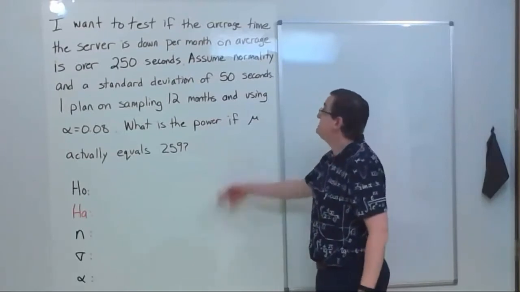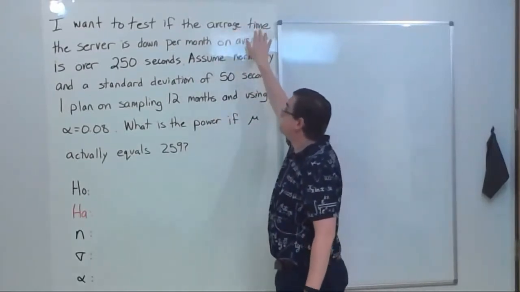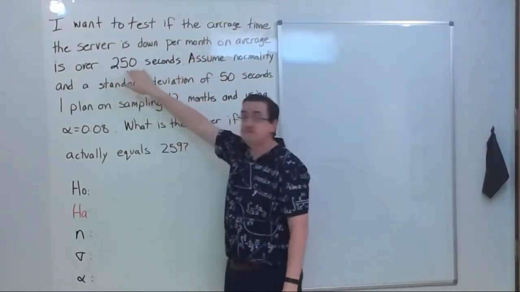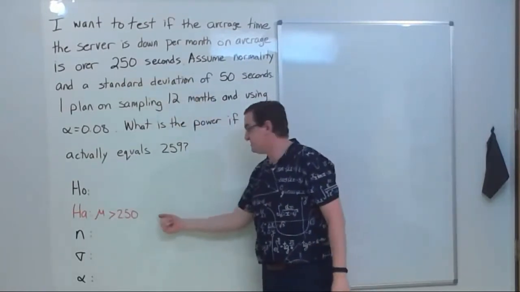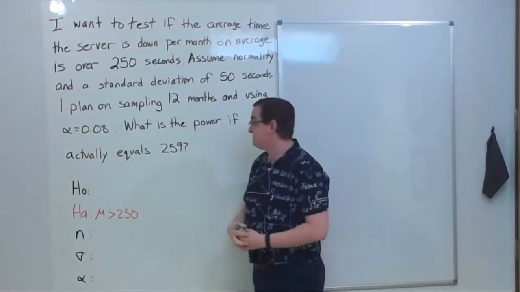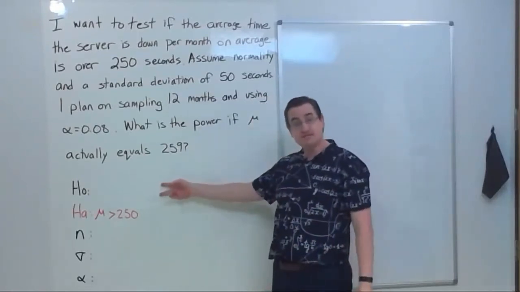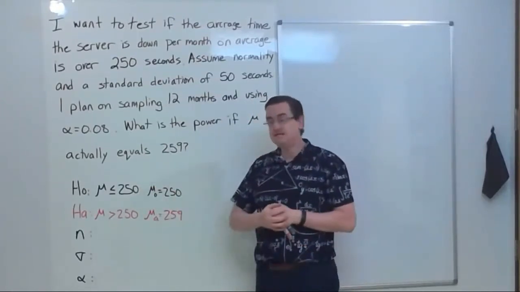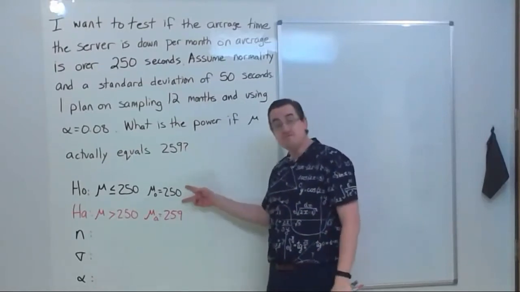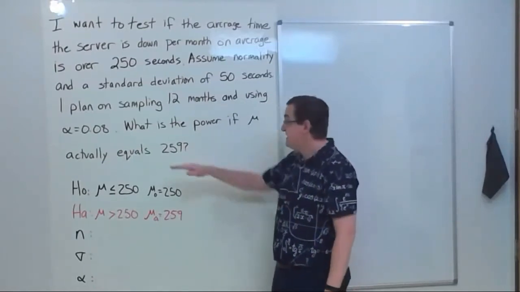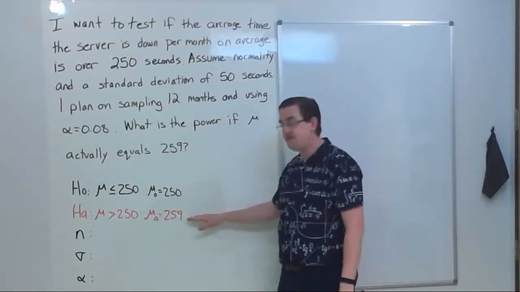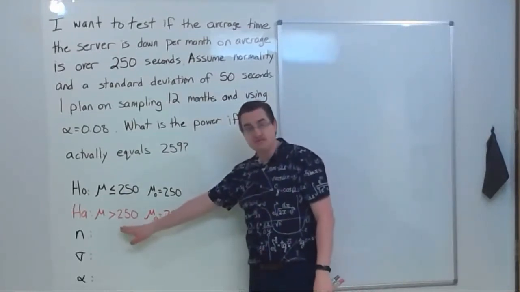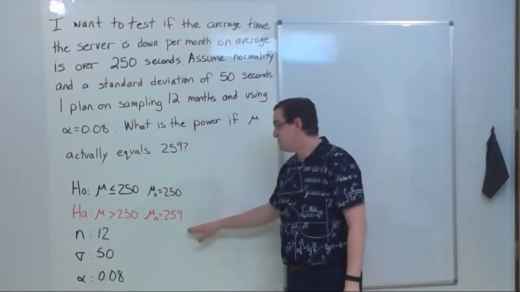What are we testing? We're testing if the average time is over 250 seconds. Our last example was a less than, so this time we're going to do a greater than example. That means the null hypothesis is going to be that mu is less than or equal. So we have a mu from the null being 250. And then it says right here, let's assume the actual value is 259. So of all the values in the alternative, that's the one we're going to do the math on.